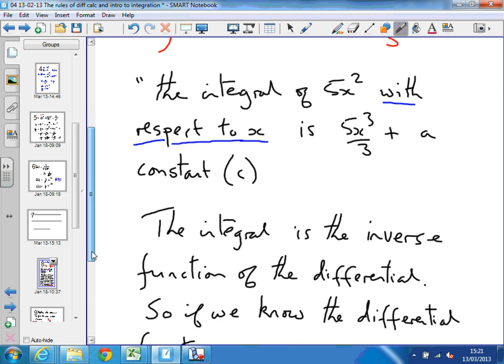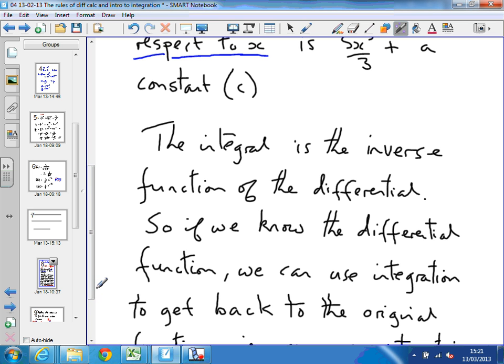What does it mean? The integral is the inverse function of the differential. So every operation that we do to something, and by operation I mean, say, squaring, multiplying by 3, adding a number, square rooting, to the power, the sine of it, and so on, any operation we do has an inverse, an opposite operation that undoes it. And integration is like the inverse function, the opposite of differentiation. So if I want to undo a differential, I integrate.